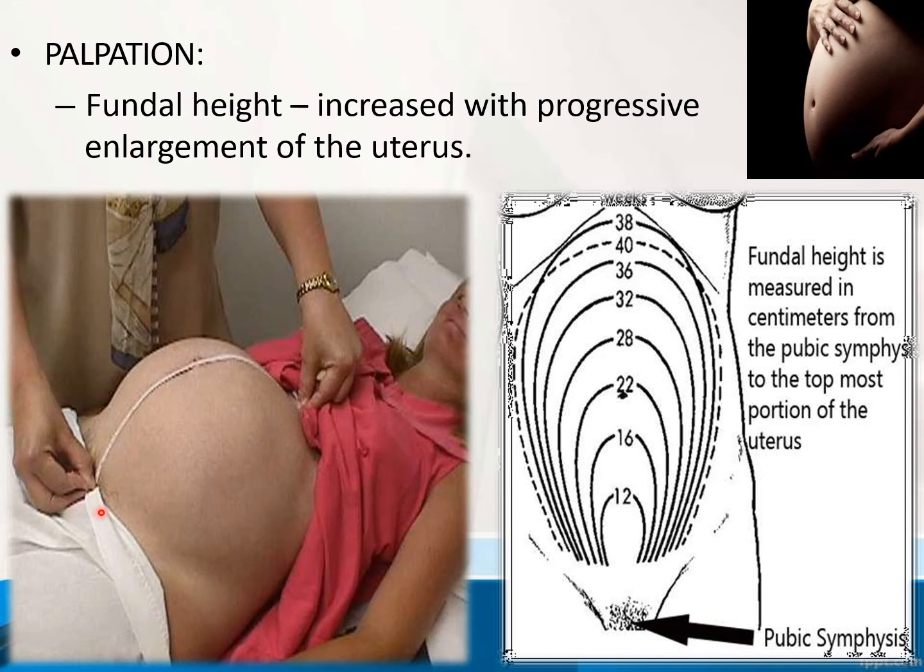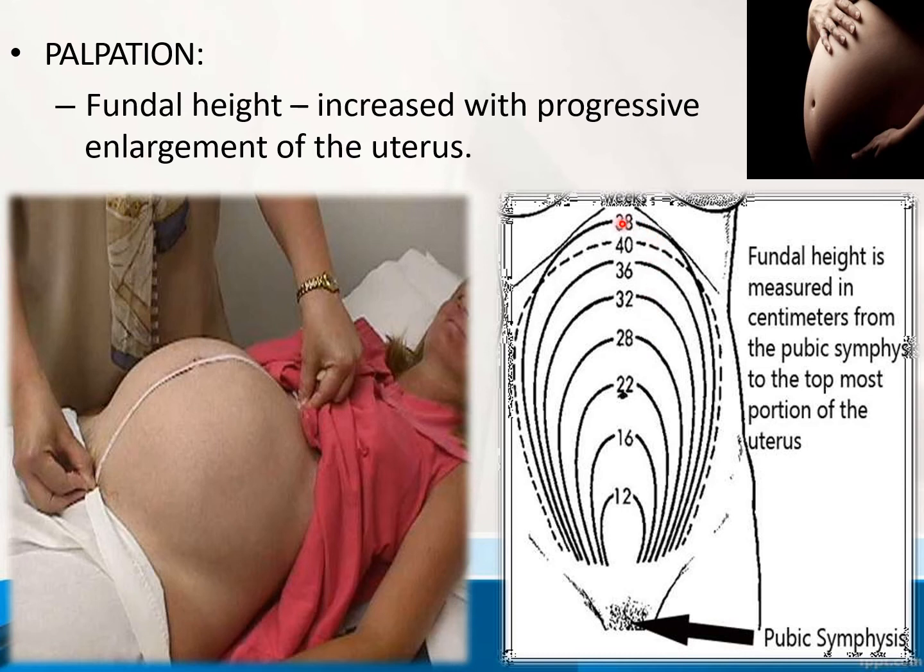By the 12th week, it will enter into the abdominal cavity and become an abdominal organ. See here, it has just entered into the abdominal cavity and you can feel it just above the pelvic brim as a suprapubic bulge. At the 16th week, it will be midway between the umbilicus and the symphysis pubis, at 22 weeks it will be at the level of the umbilicus, and at the 28th week it will be midway between the xiphoid process of the sternum and the umbilicus.